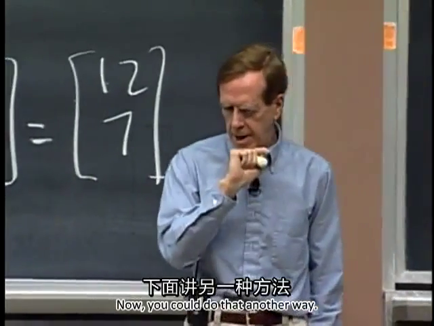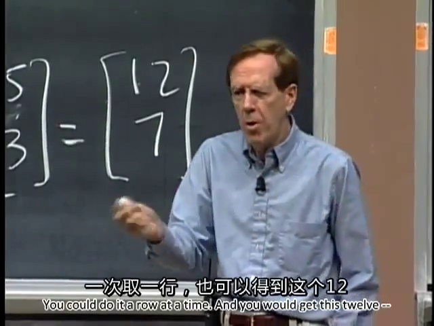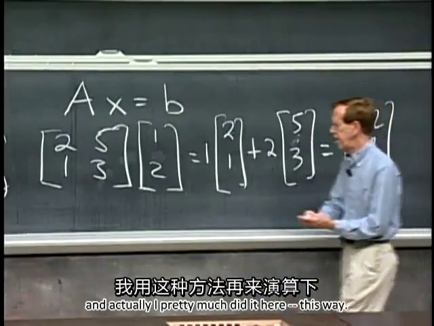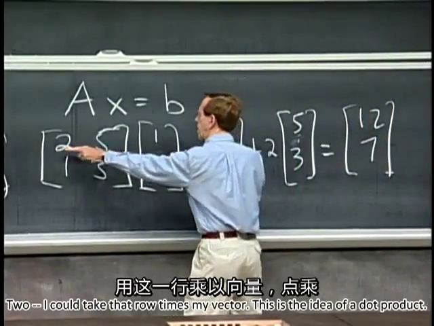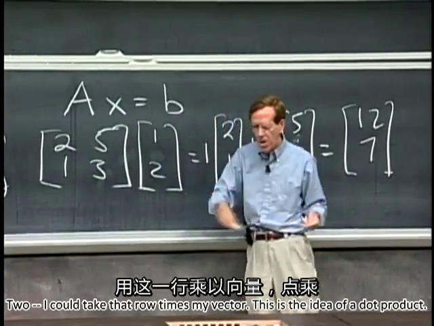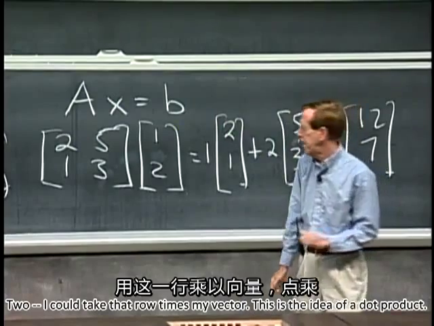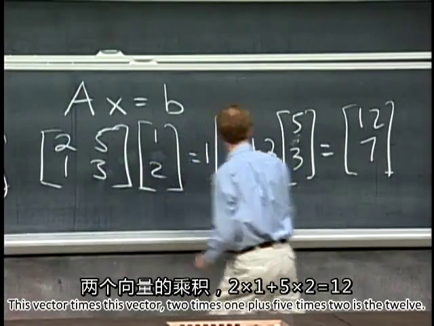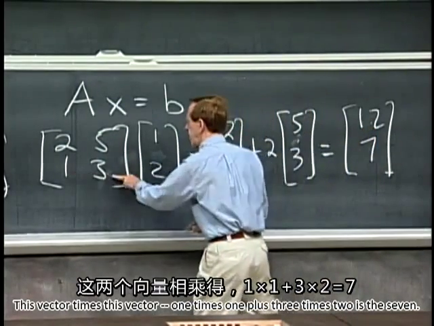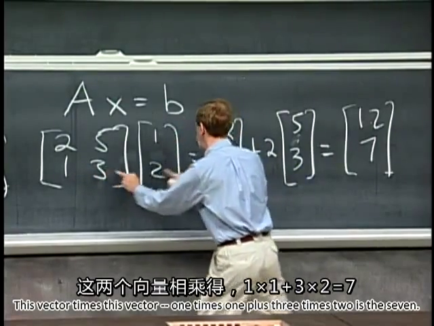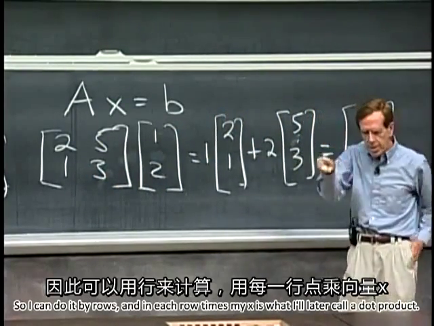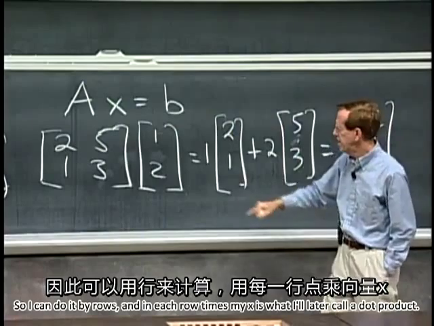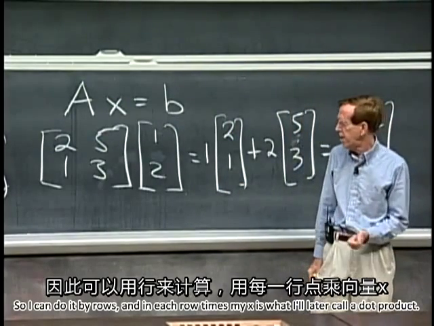Now, you could do that another way. You could do it a row at a time. You would get this 12, and actually I pretty much did it this way. I could take that row times my vector. This is the idea of a dot product. This vector times this vector: 2 times 1 plus 5 times 2 is the 12. This vector times this vector: 1 times 1 plus 3 times 2 is the 7. So I can do it by rows, and each row times my x is what I'll later call a dot product.